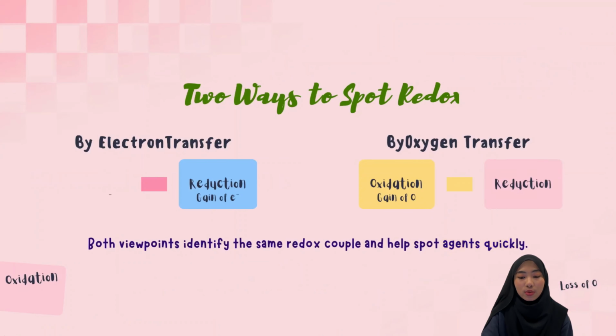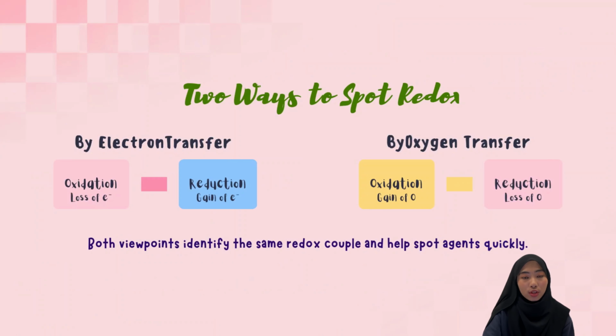Two ways to spot redox. First, by electron transfer. Second, by oxygen transfer. By electron transfer, oxidation is the loss of electrons. Moreover, reduction is the gain of electrons. Next, by oxygen transfer. Oxidation is the gain of oxygen, while reduction is the loss of oxygen. So, both viewpoints identify the same redox couple and help spot agents quickly.